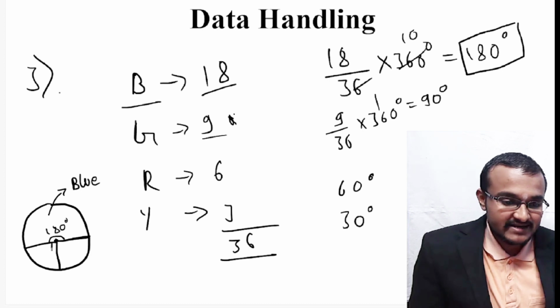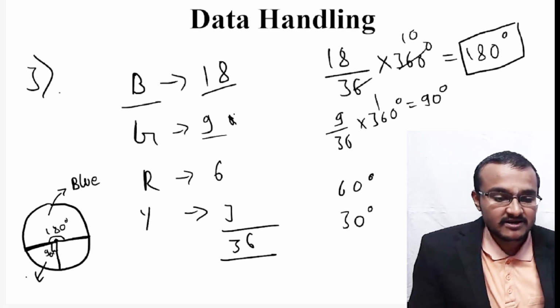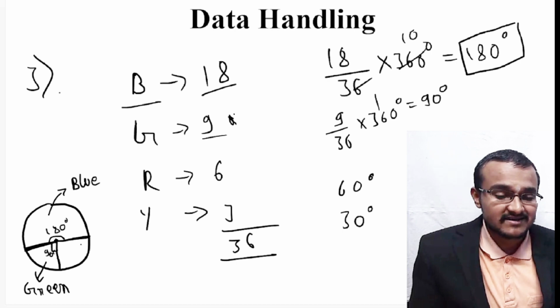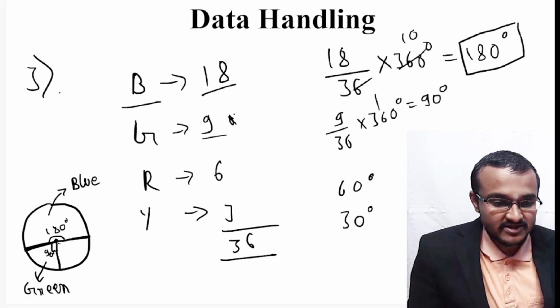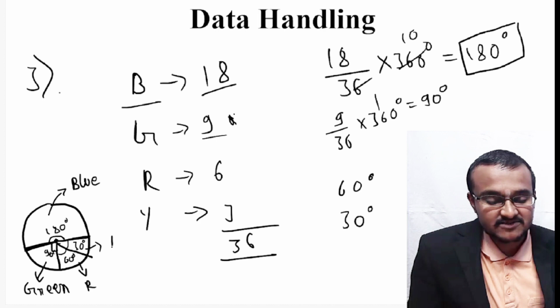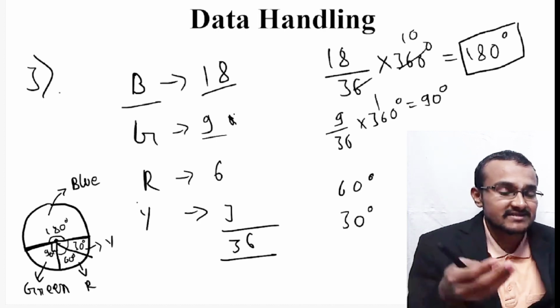So this is 90 degrees. You should keep the protractor on this line and measure 90 degrees and draw a line like this. This section will be green color, which means 9 people like green color. Similarly, from here you can draw 60 degrees, and this is 60 degrees, and the remaining will be 30 degrees. So the 60 degree section will be for red color, and the 30 degree section will be for yellow color. That means these colors are preferred by that particular group.